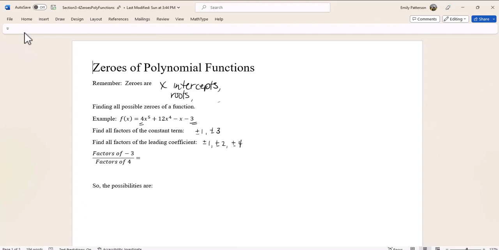So all the factors, we're putting one over the other, so we've got all the factors of the constant on the top, positive negative 1, positive negative 3, and then all the factors of 4 on the bottom, which is positive negative 1, positive negative 2, and positive negative 4. So all the combinations, and I'm going to leave off the positive negatives for a second, is 1 over 1, 1 over 2, 1 over 4, then 3 over 1, then 3 over 2, and then 3 over 4. And then, of course, all the positive negative combinations of all of them. So these are all the possible roots of that particular polynomial.